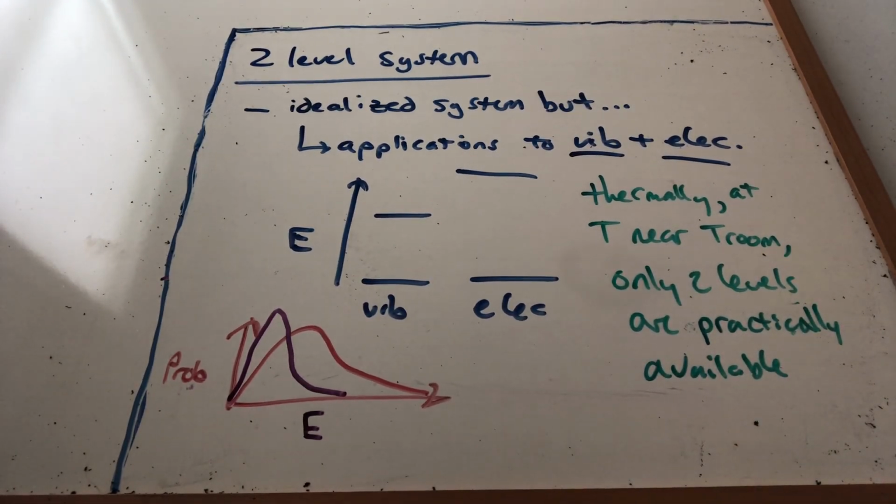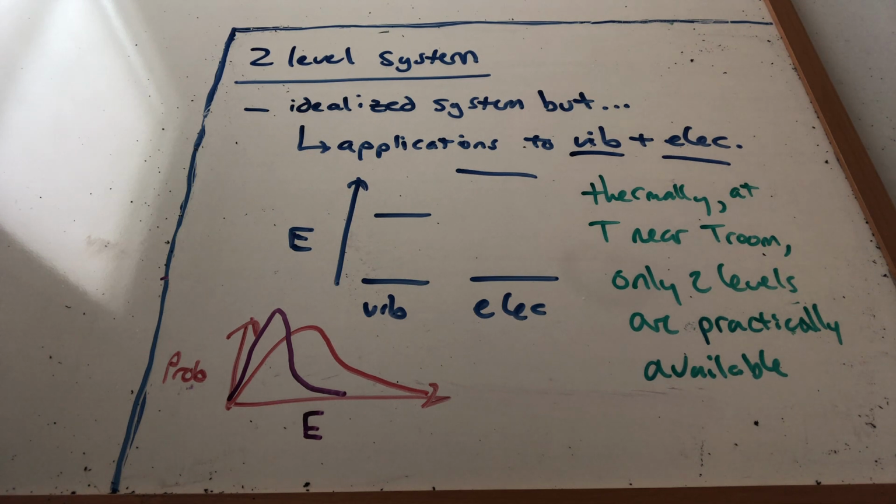Okay, so our first foray into how we deal with things mathematically in a statistical way, from a statistical mechanics standpoint, linking quantum to observables like temperature, volume, number of particles. The way that we do that is we start to talk about a two-level system. Now, it is an idealized system, okay? So most systems don't have two levels and only two levels, but there are some very important applications to systems and motions where only two levels are ever practically available.